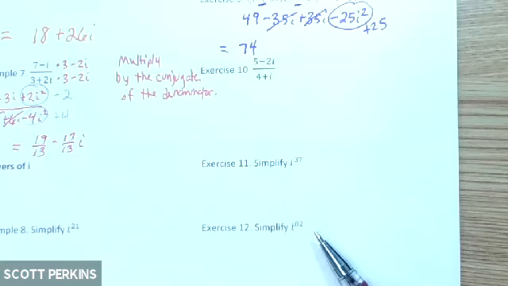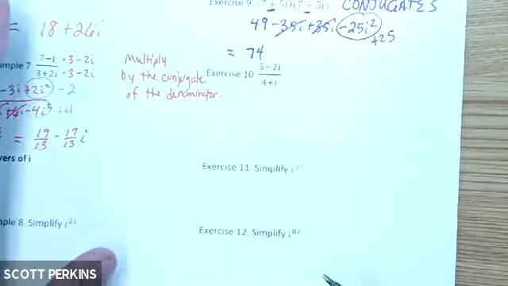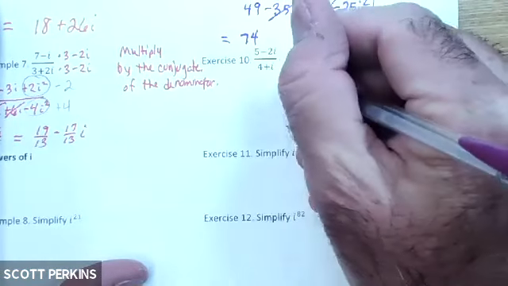Just to nudge, what is the conjugate you're multiplying by? 4 minus i, great. So keep going. Just want to make sure we're all doing the same thing. 4 minus i.